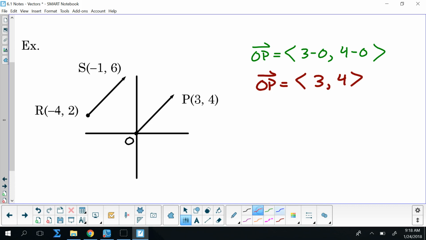So, let's find vector RS now. Vector RS, which one is the head, which one is the tail? S is the head, R is the tail. So, head minus tail, head minus tail.